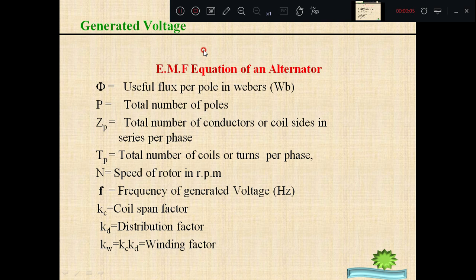In this session, we will solve some numericals on the alternator. Before solving some of the numericals on synchronous generator, we will recap the EMF equation of an alternator as well as the importance of short pitch winding and distributed winding. These are the nomenclature we are using for deriving the EMF equation.